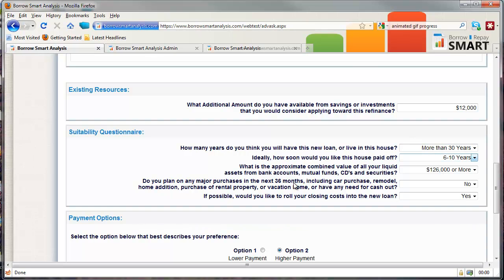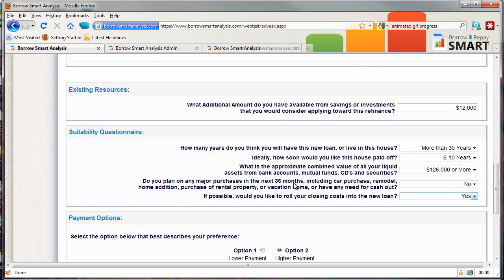How soon would you like to pay it off? They said ideally 6 to 10 years. They'd like to have it paid off by age 65. Their assets are pretty substantial, so they're in that 126 or more, that mass affluent. They have no other major purchases in the next 36 months. And they said if they were refinancing, they'd like to roll in the closing costs.